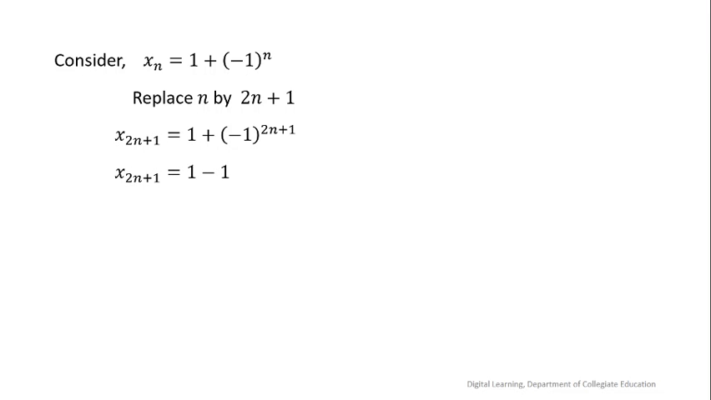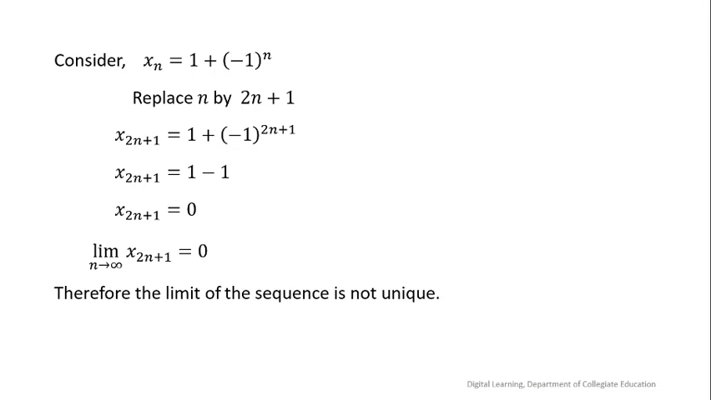In the right hand side, the (minus 1) power (2n plus 1) value is minus 1. Therefore, x 2n plus 1 equals 1 minus 1. That is equal to 0. When we apply the limit as n tends to infinity, we will get limit of x 2n plus 1 as n tends to infinity value is 0. Therefore, the limit of the sequence is not unique. Hence, the given sequence is oscillatory.